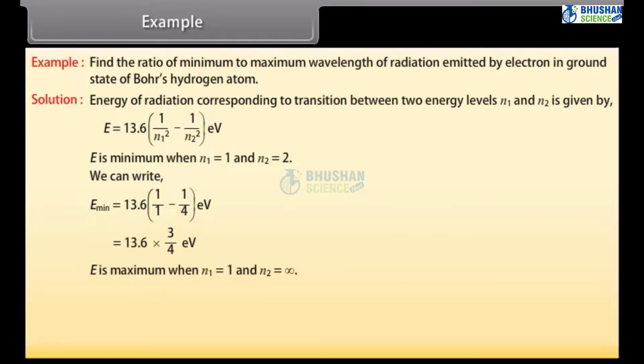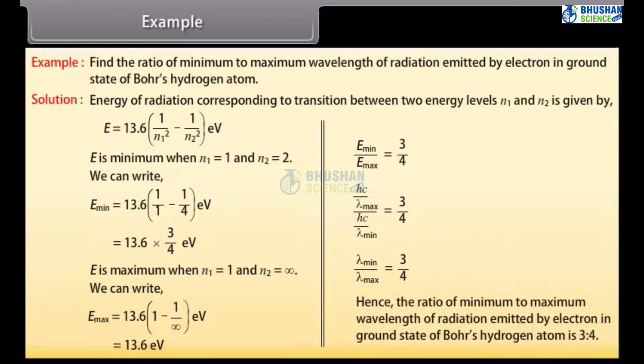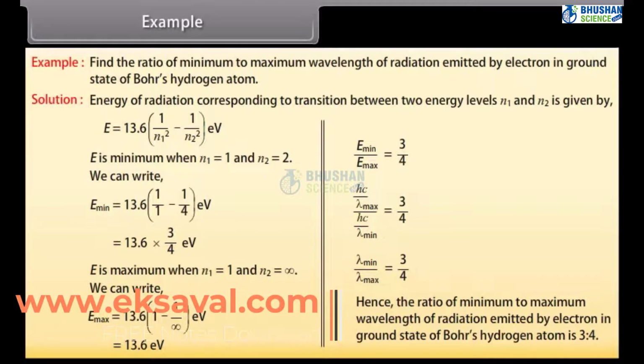E is maximum when n1 is equal to 1 and n2 is infinity. E maximum is equal to 13.6 electron volt. Now taking ratio of E minimum and E maximum, we get E minimum upon E maximum as 3 upon 4, or lambda minimum upon lambda maximum equals 3 upon 4. Hence, the ratio of minimum to maximum wavelength of radiation emitted by electron in ground state of Bohr's hydrogen atom is 3:4.